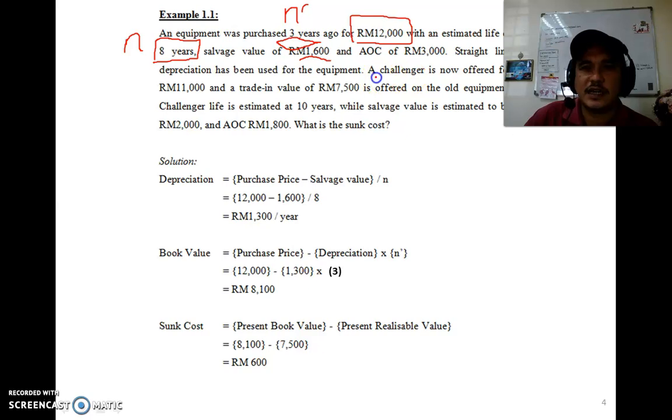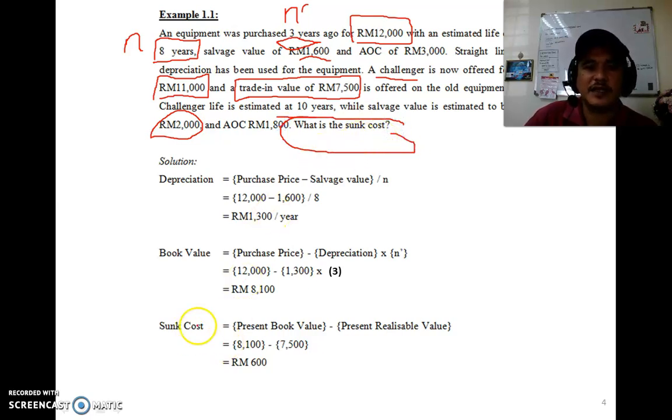A challenger, the supplier, now comes to us and offers a new machine at a price of 11,000. Trade-in value is 7,500. This is the offer price we need to compare against our current equipment. The challenger's estimated lifetime is 10 years, the salvage value is estimated to be 2,000, and the annual operation cost is 1,800. So the question now is, what is the sunk cost?